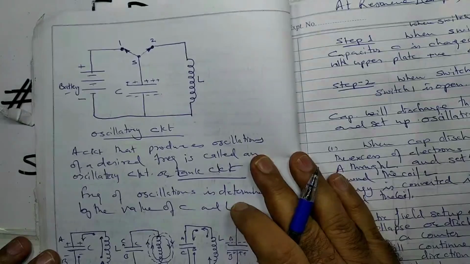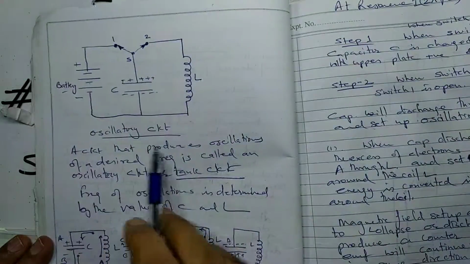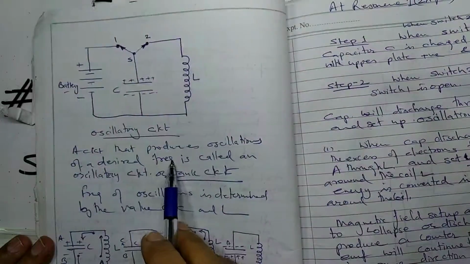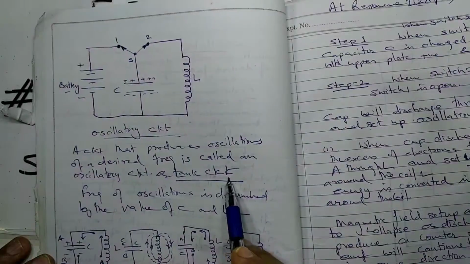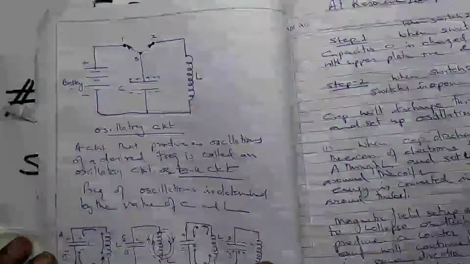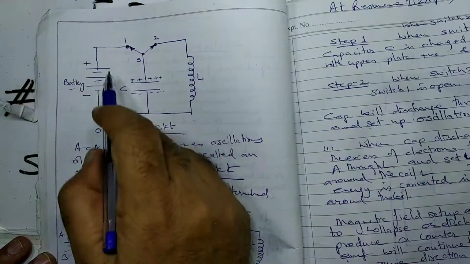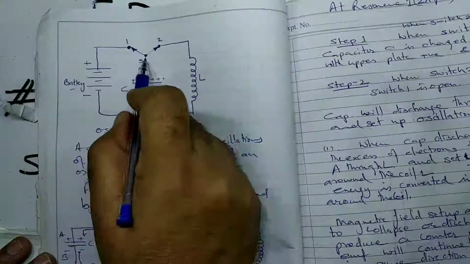Now we see a basic oscillatory circuit, which is also called a tank circuit. A circuit that produces oscillations of desired frequency is called an oscillatory circuit or tank circuit. A capacitor in parallel with an inductor is called an oscillatory circuit or a tank circuit. Here the capacitor is connected in parallel with the inductor, and that is connected to a battery through the switch.